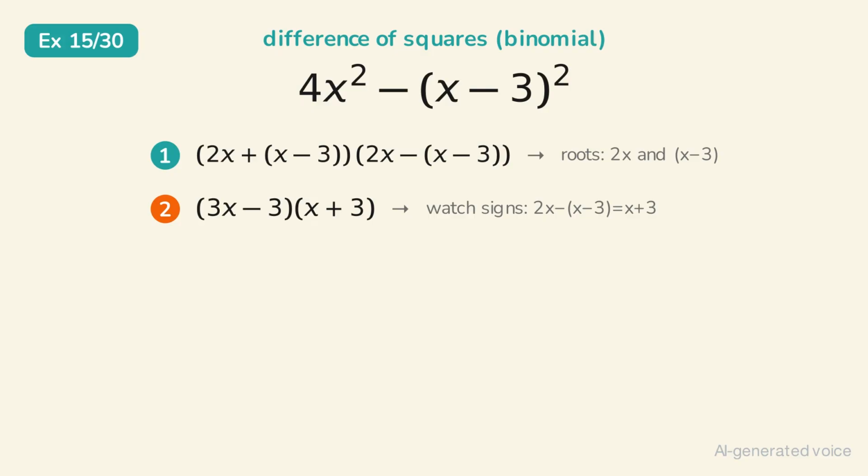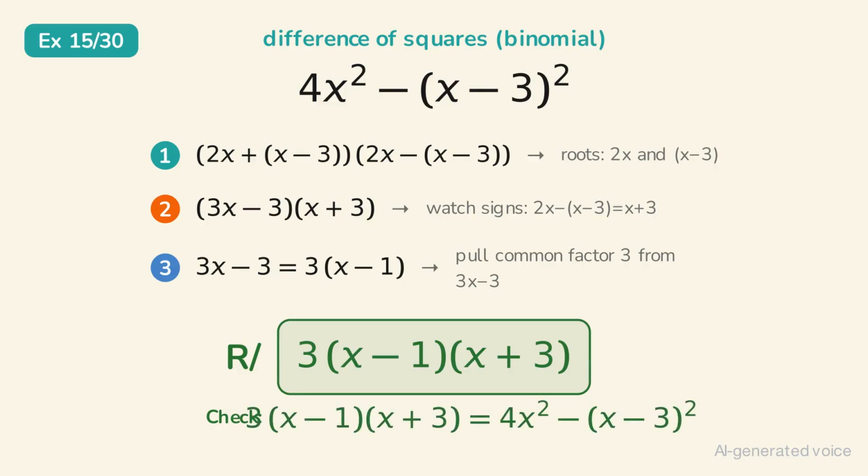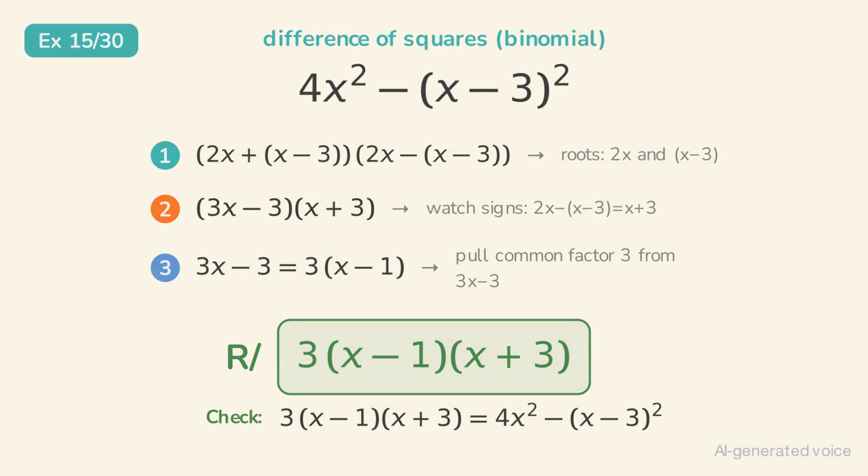We get 3x minus 3 times x plus 3. We can still go further. In 3x minus 3 there's a common factor 3, which comes out and leaves x minus 1. The clean result is 3 times x minus 1 times x plus 3. Check. X minus 1 times x plus 3 gives x squared plus 2x minus 3, and that times 3 gives 3x squared plus 6x minus 9, which is exactly 4x squared minus the binomial squared.